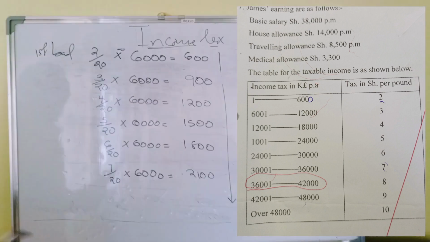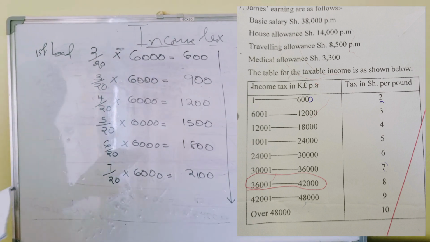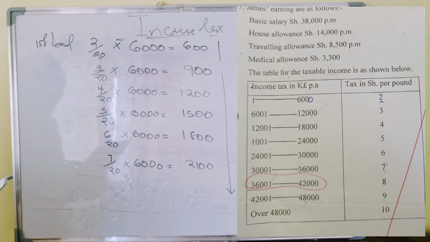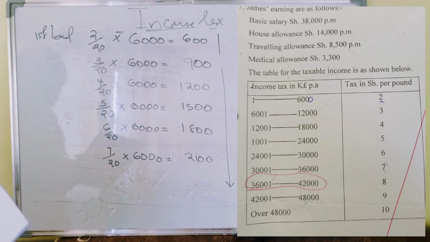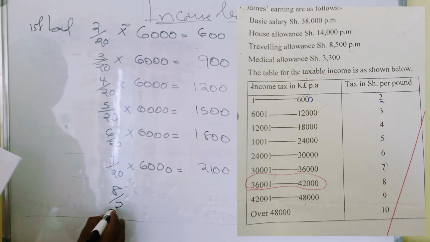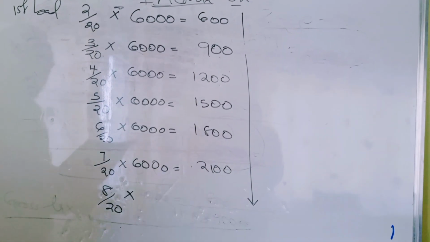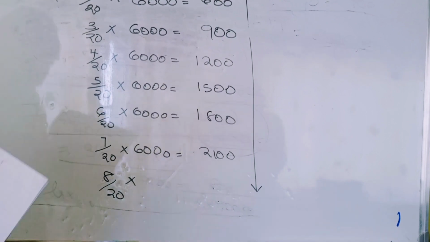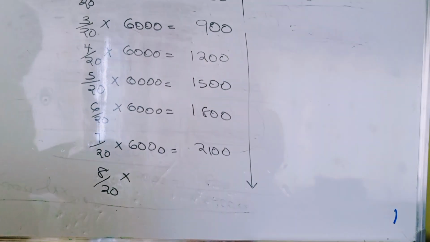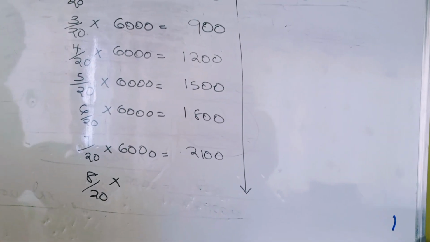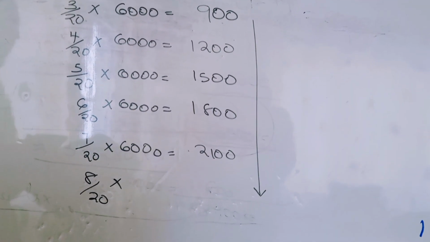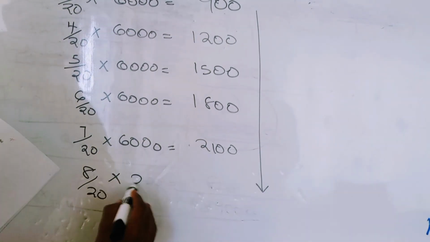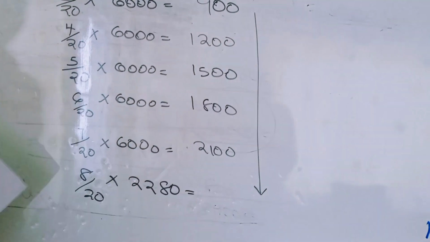So allow me to make an emphasis again. Remember, we said that the taxable amount, which was 38,280, lies in the seventh band. So when we get to the seventh band, which is supposed to be taxed at 8/20 multiplied by the difference, the difference we get from the amount to be taxed minus the above amount, which is 36,000. So we have 38,280 minus 36,000, and we get the difference as 2,280.